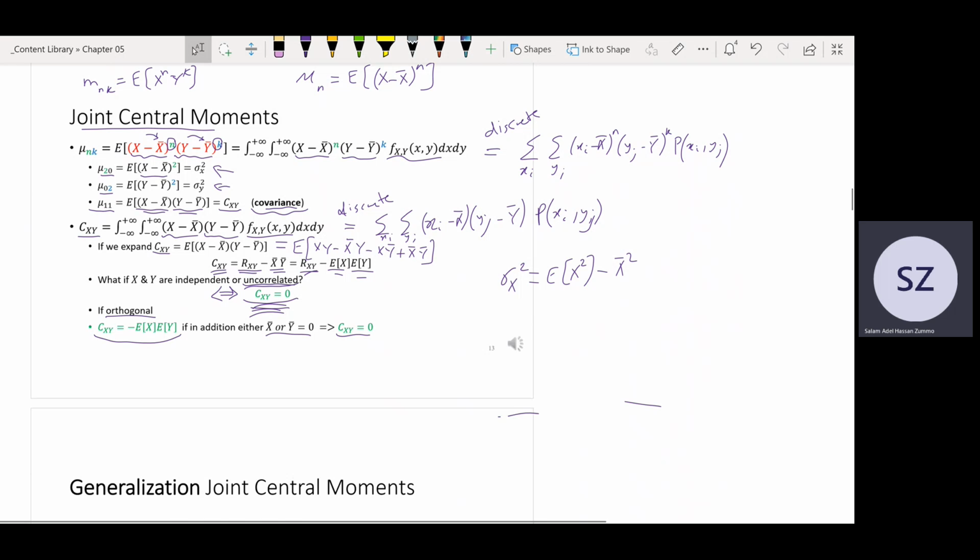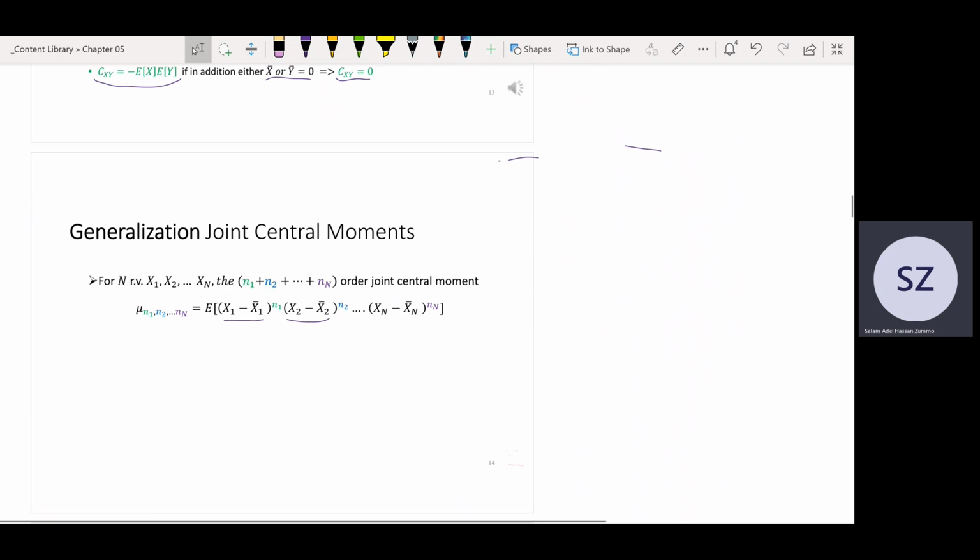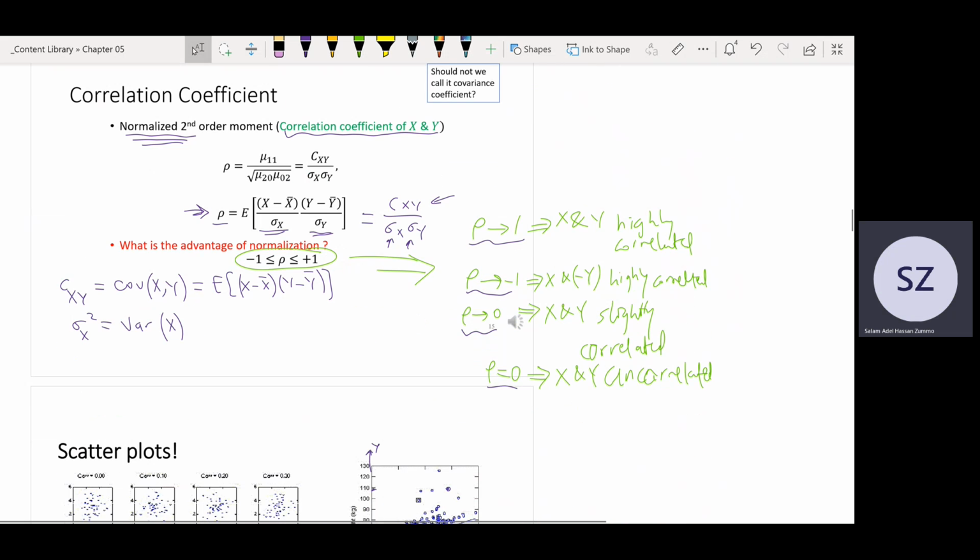And then we talked about central moments, and we also focused on the most important central moments, which are the variances and the covariance. Covariance is the expected value of x minus x bar times y minus y bar. And what is its relation to the correlation? The covariance equals the correlation minus the product of the means. And uncorrelated means that the correlation equals the product of the means. So if they are uncorrelated, then the covariance will be zero. And then we talked about the correlation coefficient. What does it mean?